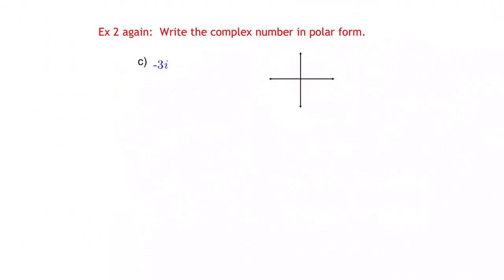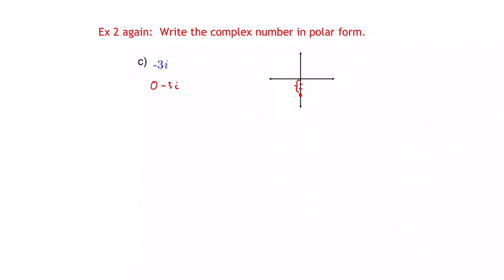Okay, I want to do one more with you, but I want to do one that doesn't have both parts. And so this is really 0 minus 3i. And so if we plot that, that's just 3 units down here on the imaginary axis. And we want to know what this distance is here, and then we want to know what the angle is.